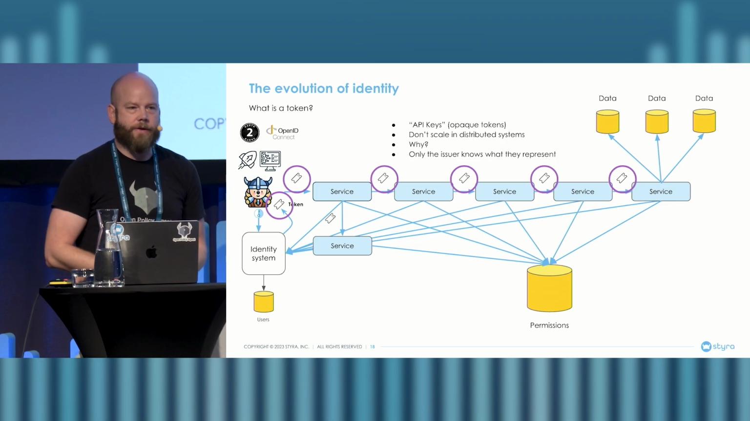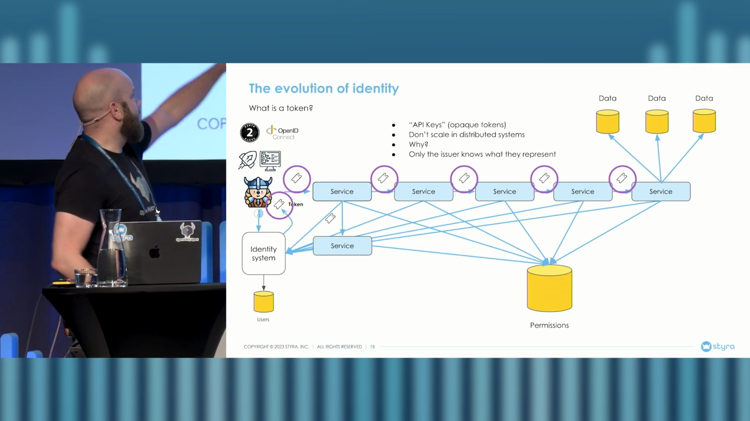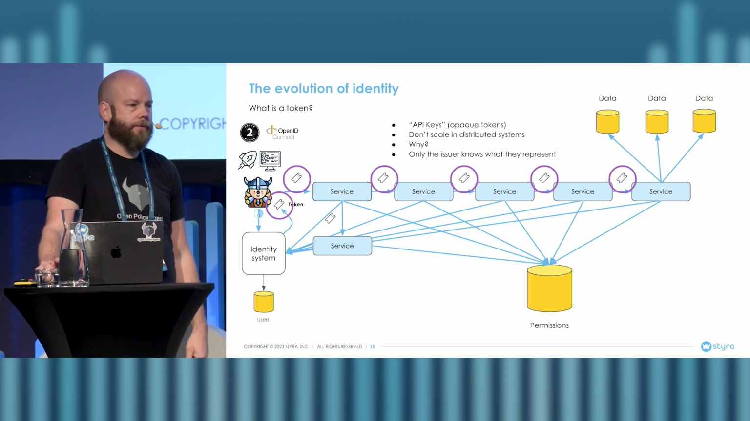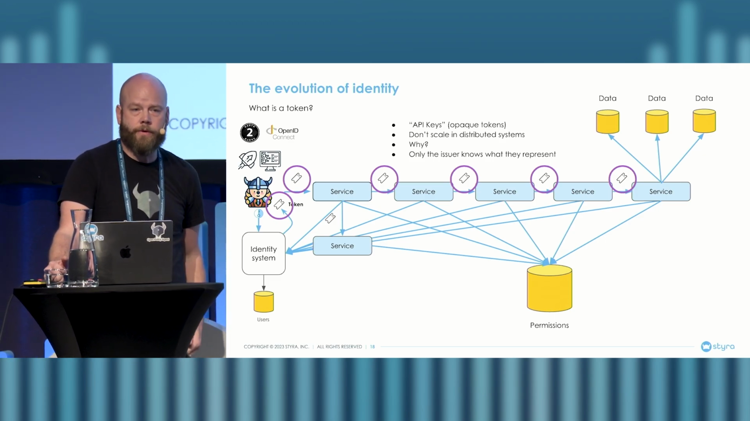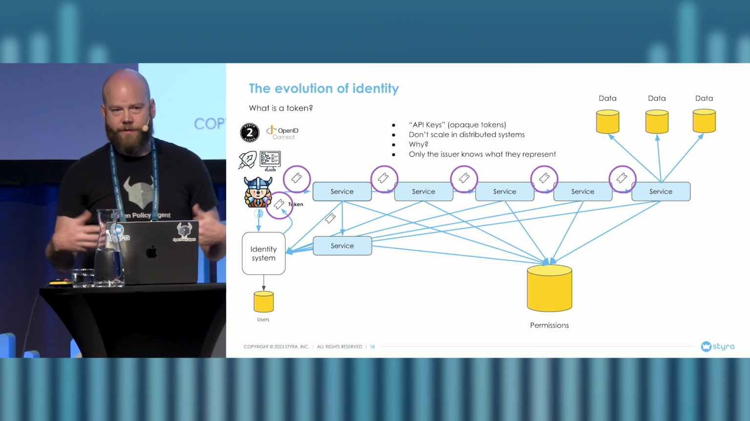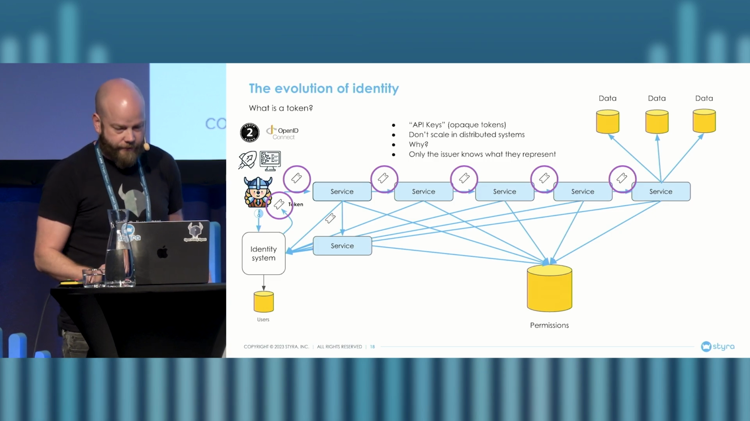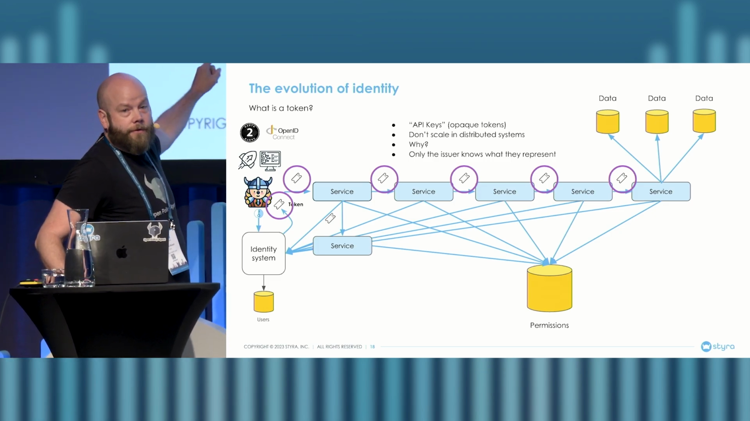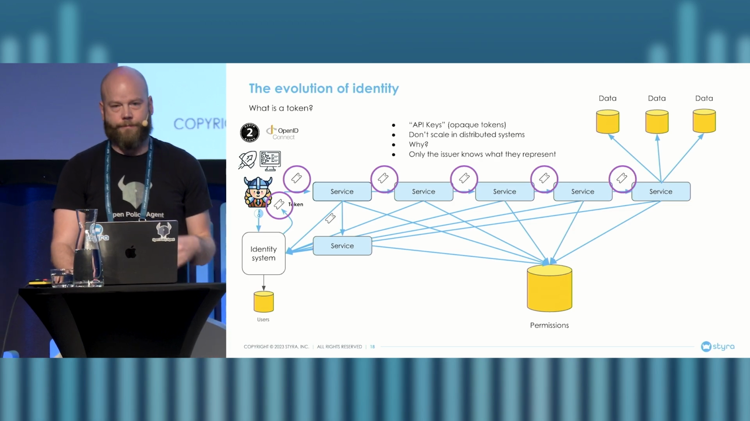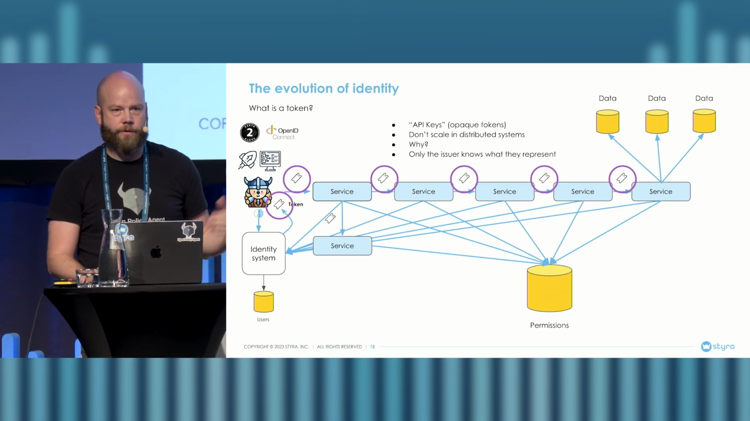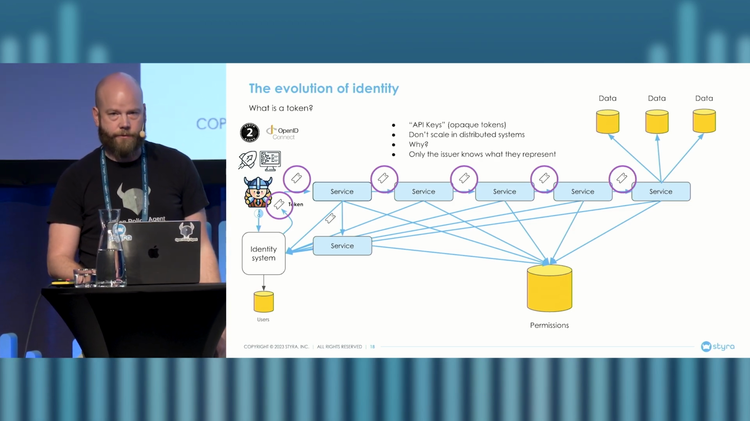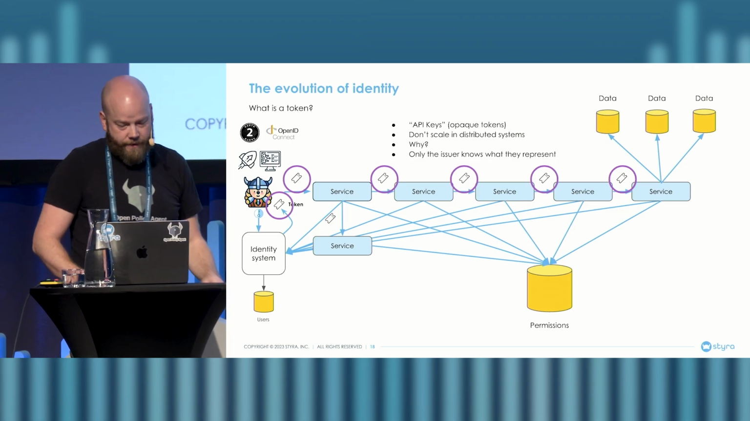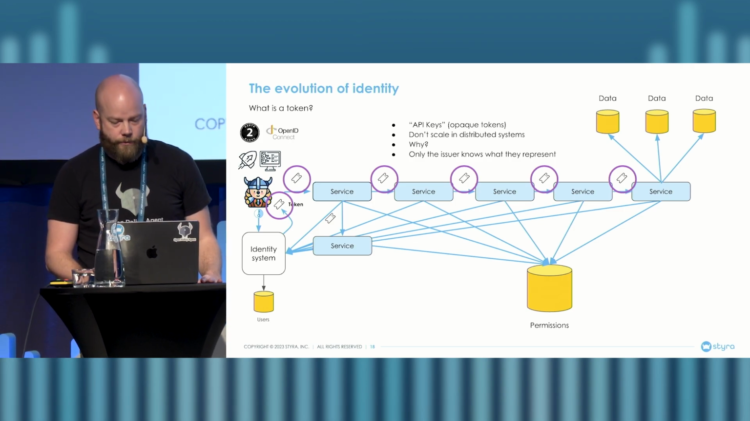Because in order to know what ABC123 is, you'll have to go back to this identity system and ask it, what does that represent? And it might tell you, this is a user, and it's a valid one, so you should allow this. But should all these services validate this? Then we're kind of back to where we started, where we have all these arrows pointing. We just got rid of a database, but we essentially made the identity system a new one.